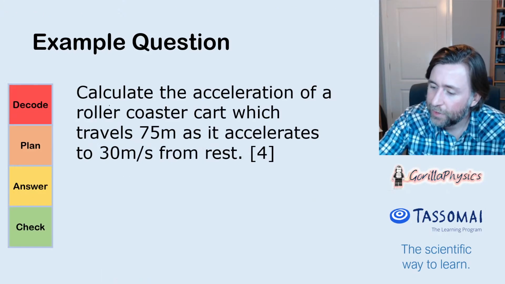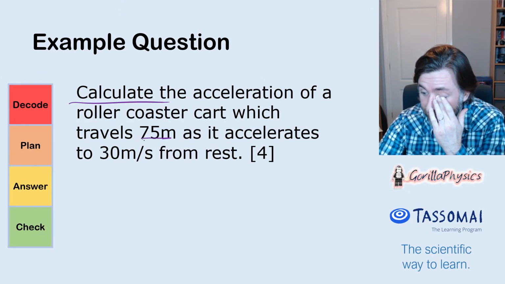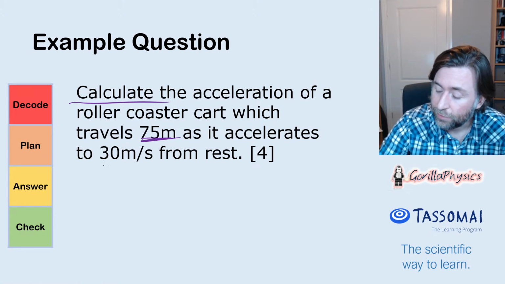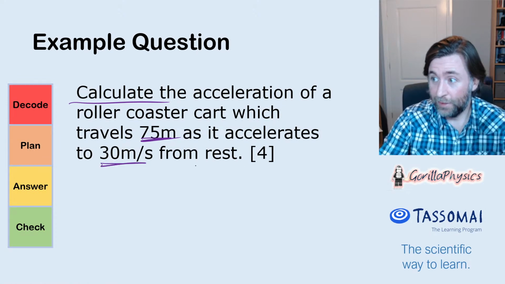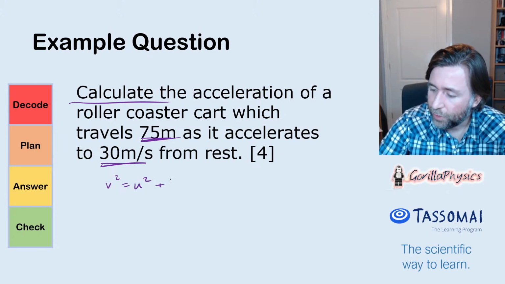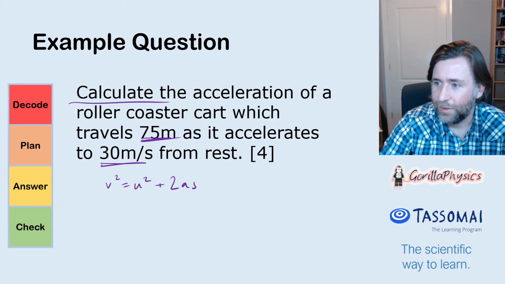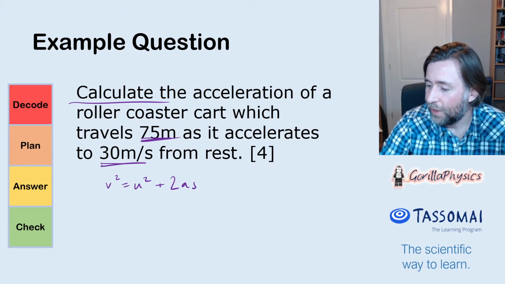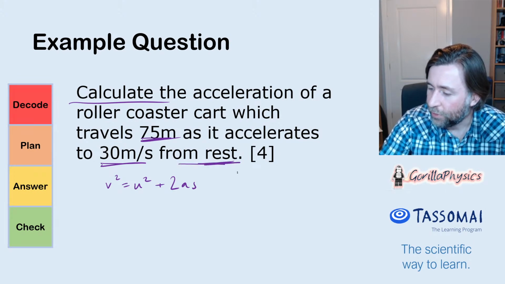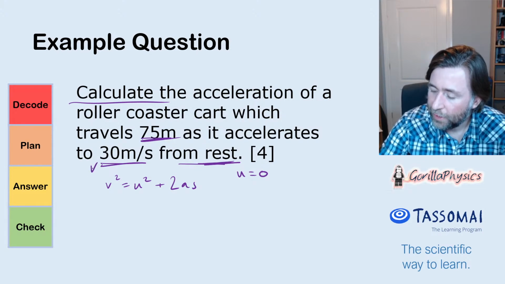Let's have an example. Calculate the acceleration when a roller coaster car travels 75 meters as it accelerates to 30 meters per second from rest. They've been kind to us, they know we're going to have to use SUVAT, the equation of uniform motion, so they haven't given us a unit conversion. That's nice. Okay, what are the different values then? It starts from rest, so that's u is 0. It travels to 30 meters per second, so that's v. Okay, and its distance s was 75.